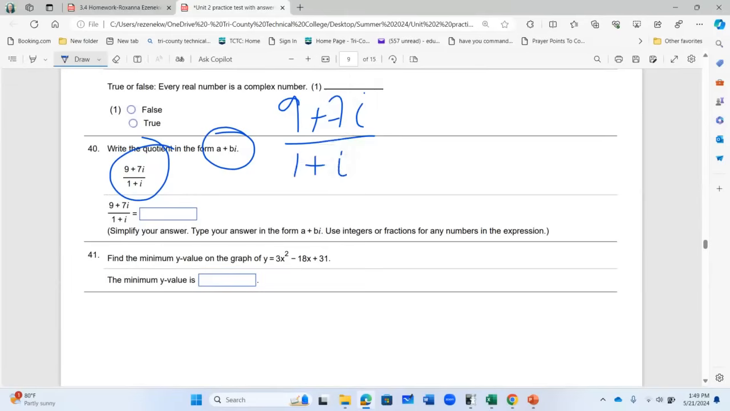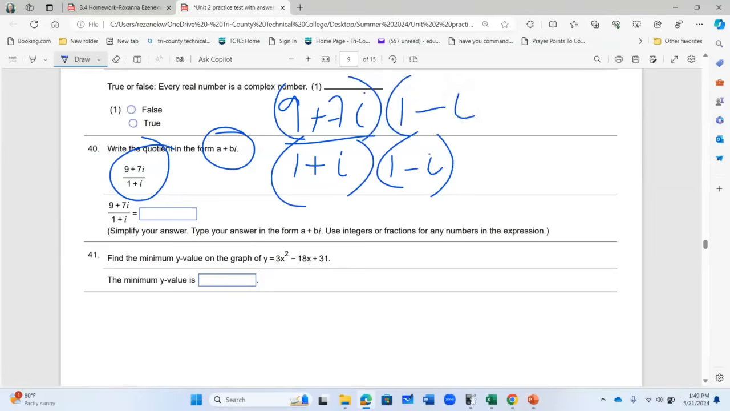Every complex number has a conjugate. So multiply by the conjugate in the denominator. And what is it? The original one is 1 plus i. The conjugate is 1 minus i. The same thing in the numerator. Multiply the same thing, the conjugate, in the numerator. Then simplify. If you remember, when you multiply with the conjugate, you have actually expanded difference of two squares.